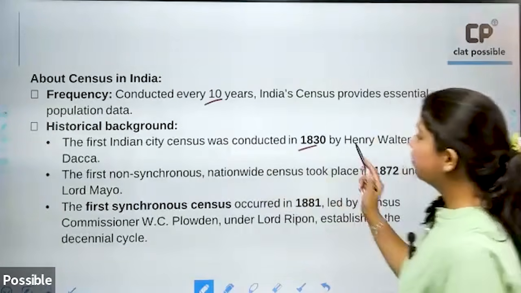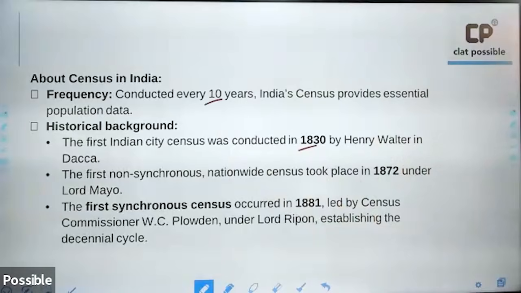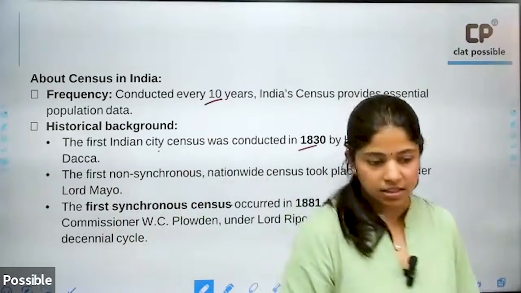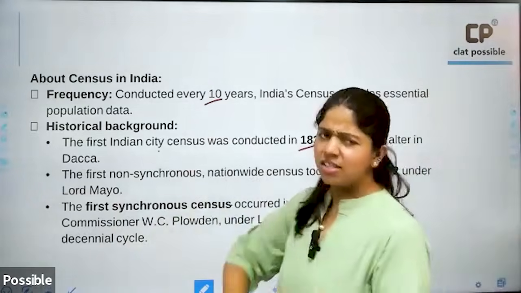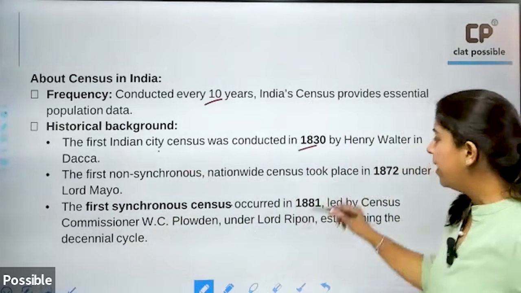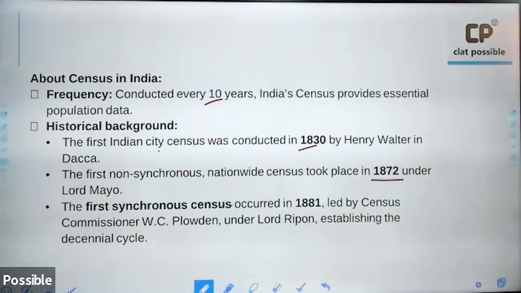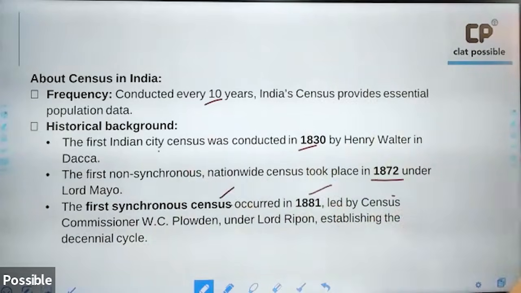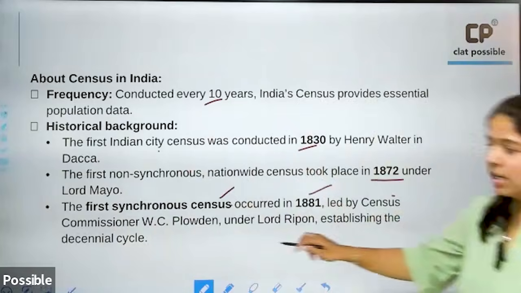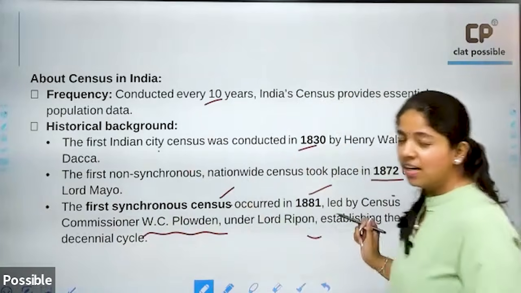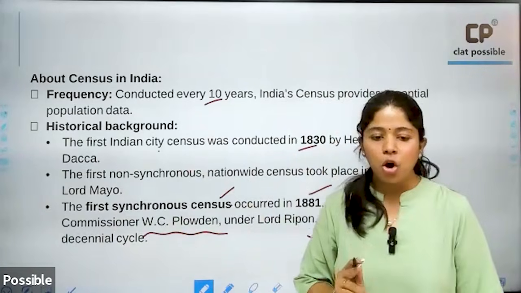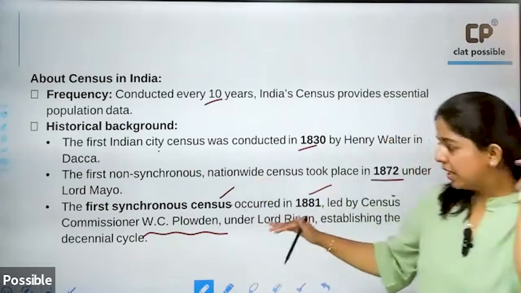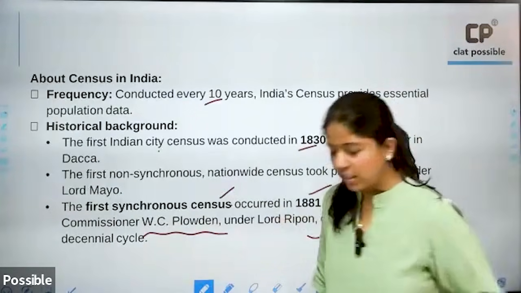The first Indian census was undertaken in 1830 by Henry Walter in Dhaka. It was a city census, not a nationwide census. The first non-synchronous, in the sense haphazard, census of the country nationwide took place in 1872 under Lord Mayo. Then the first synchronous census was in 1881 by the then Census Commissioner W.C. Plowden and under the Viceroyalty of Lord Ripon. Do remember that it was from here that a 10-year cycle was set.